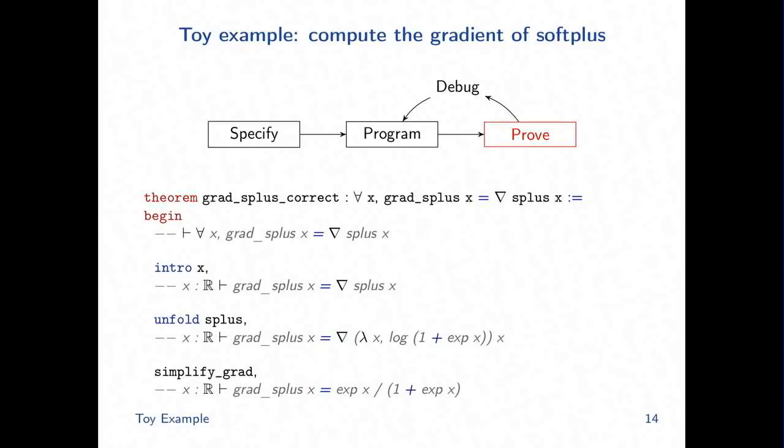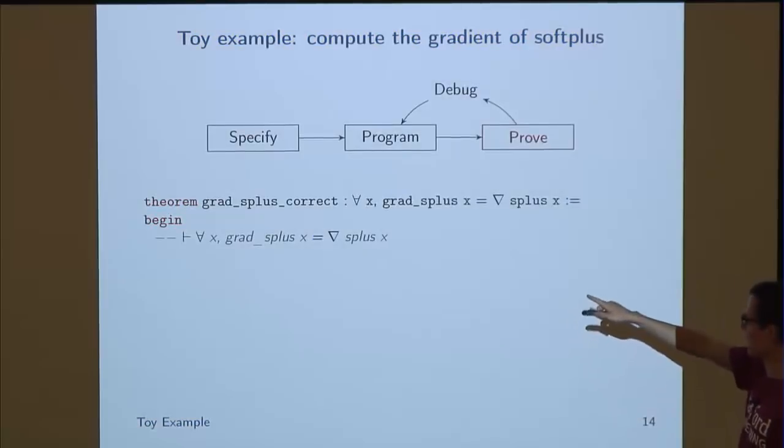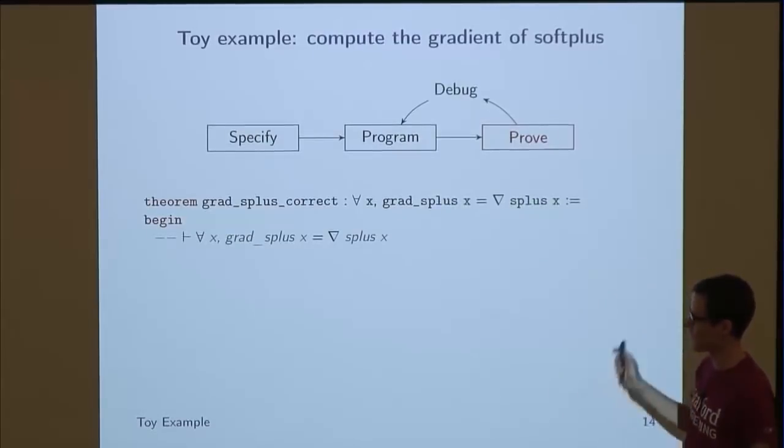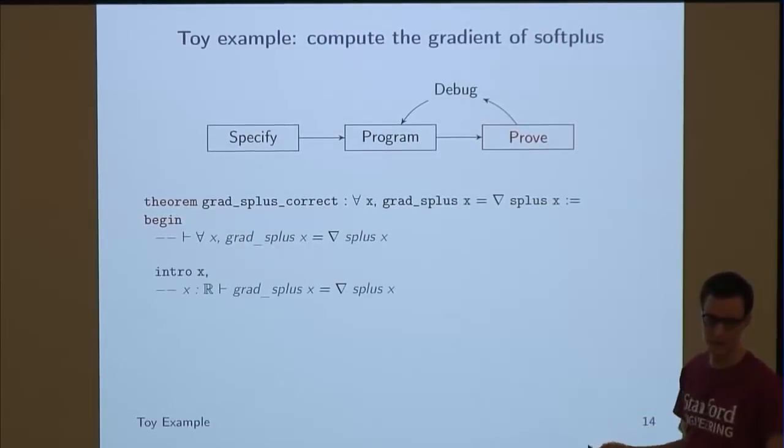In Lean, when you try to prove something correct, it's an interactive process. At every step, it'll display what the remaining goals are that you need to prove. In this case, the remaining goal is the statement of the original theorem. We're trying to prove something for all x, so we're going to introduce x, which is the same as saying let x be an arbitrary real number.